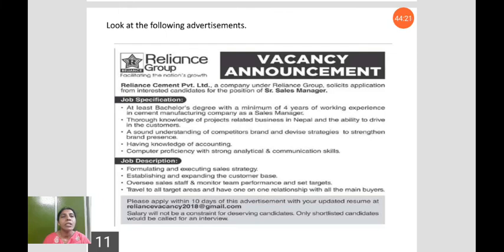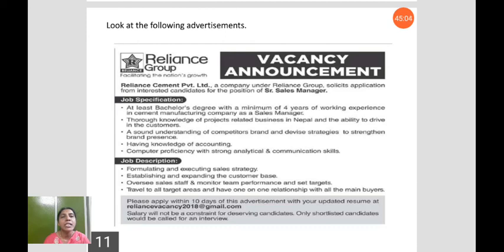Thorough knowledge of projects related business in Nepal. A person with knowledge of projects related to Nepal is required here. So you can modify your strengths, and in your profile you can manage this. You can write undertook various projects in Nepal. You can write your achievements in the profile also. So that's why you can write there.